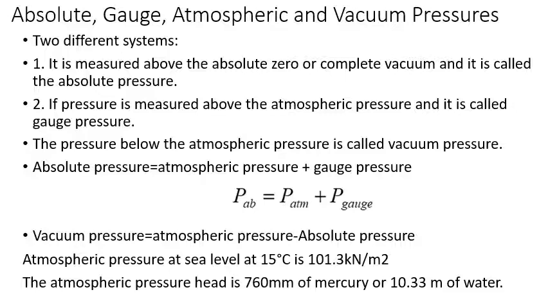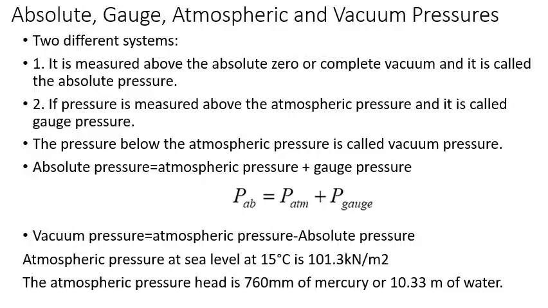Then absolute pressure is equal to atmospheric pressure plus gauge pressure. Here the absolute pressure is equal to atmospheric pressure plus gauge pressure. Now the vacuum pressure is equal to atmospheric pressure minus absolute pressure.